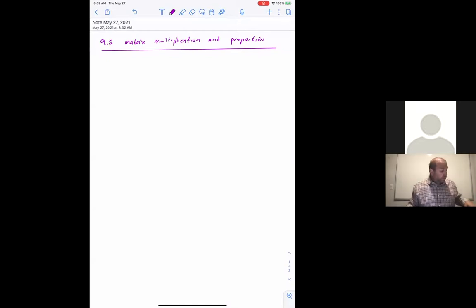So addition and subtraction and scalar multiplication, which we did in section 9.1, were relatively straightforward. Matrix multiplication is a little more complicated. So let me first illustrate it via an example. Suppose A is the 2 by 3 matrix 1, 5, negative 3, negative 1, 4, 2. And B is the 3 by 2 matrix negative 1, 2, negative 3, 4, 2, 1.